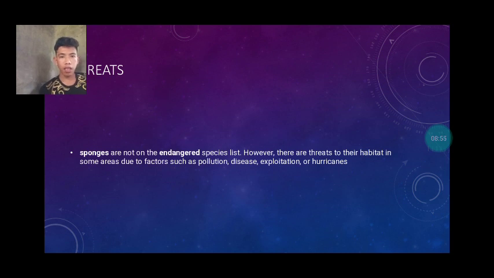Threats: sponges are not on the endangered species list. However, there are threats to their habitat in some areas due to factors such as pollution, disease, exploitation, and hurricanes.